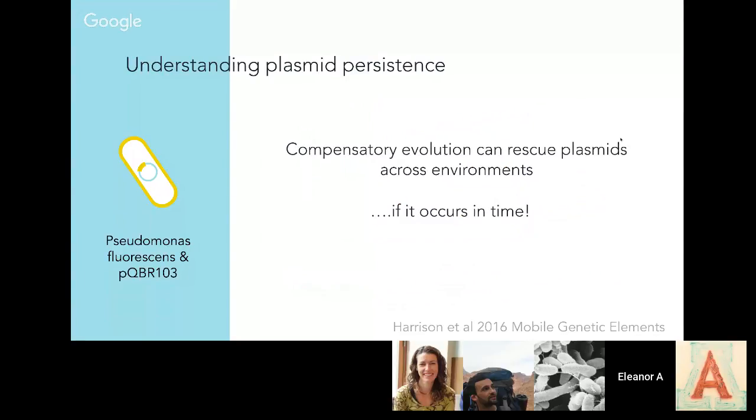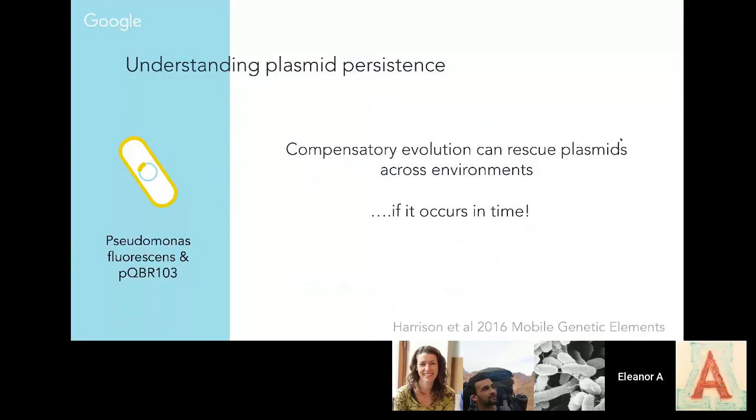So this is great news if you like evolution. We could say that compensatory evolution can rescue plasmids that are on their way out. But I did some simulation modeling with Calvin Dytham, and perhaps intuitively, we showed that this very much depends on the rate at which these different events occur. So obviously, if plasmids go extinct before there's been time for compensatory mutations to arise and spread, then compensatory evolution is simply not going to rescue plasmids.